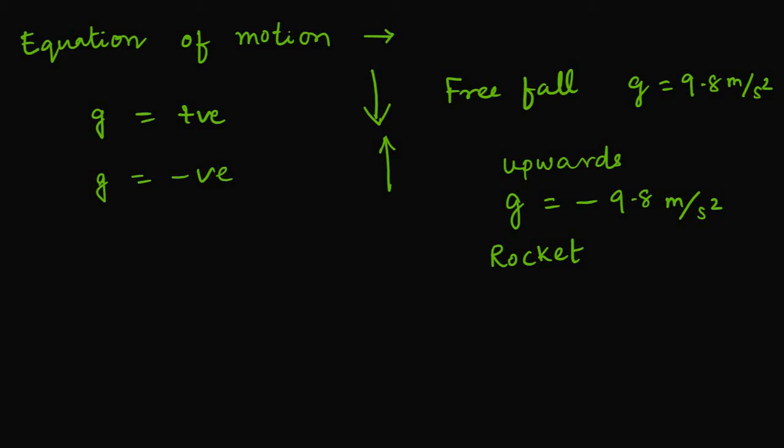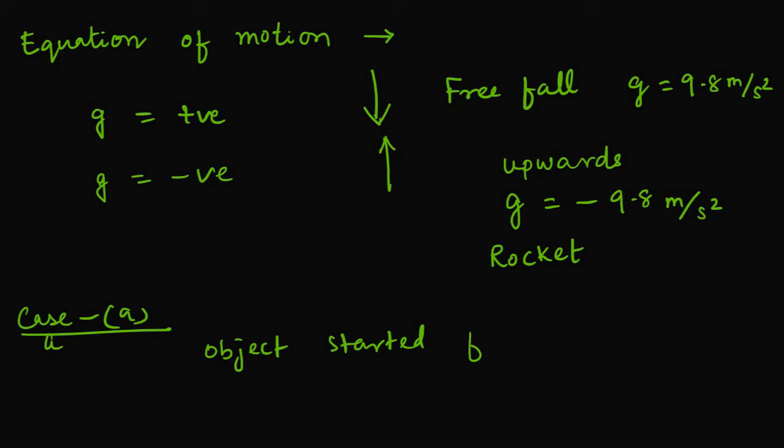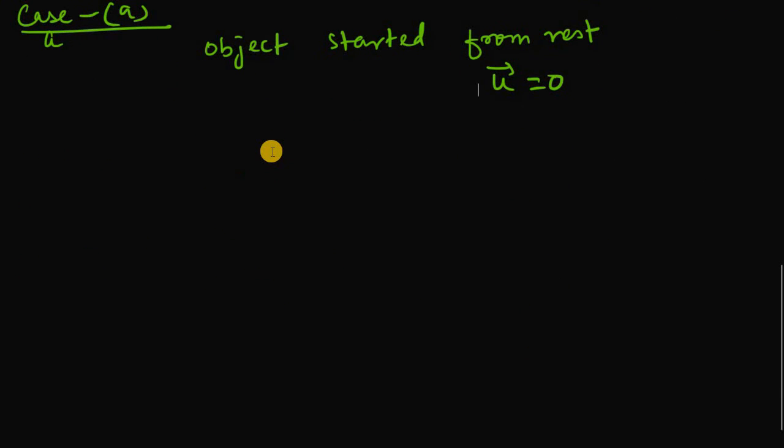So if it is so, now the first option, case A, is that the object started from rest. What does that mean? That means it has zero initial velocity. It is quite clear to us. Now, if it has zero initial velocity, it does make sense to us, doesn't it?